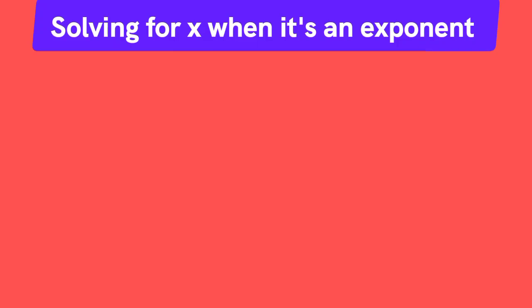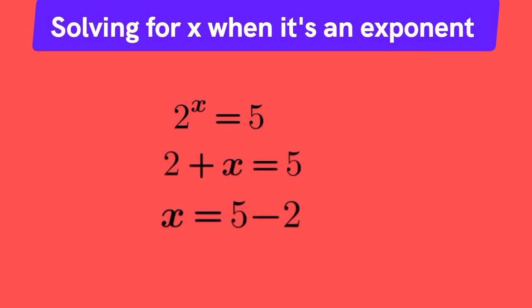Have you ever wondered how to solve for x when x is an exponent? For example, when you have 2 to the power x equals 5. You know, if we have the equation 2 plus x equals 5, this would be easy because we just subtract 2 from both sides of the equation and we'll get x as 3.